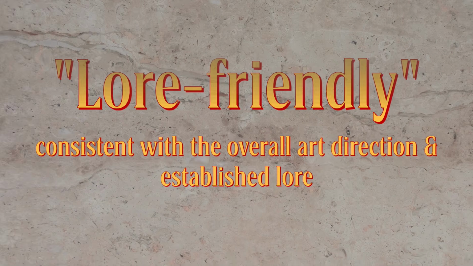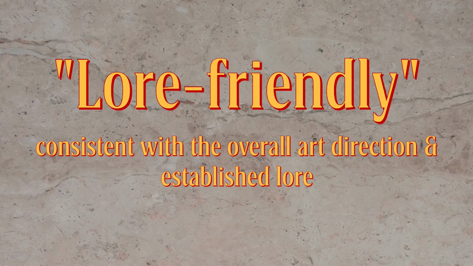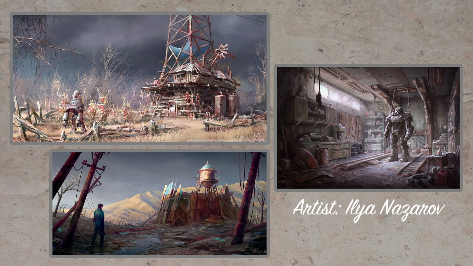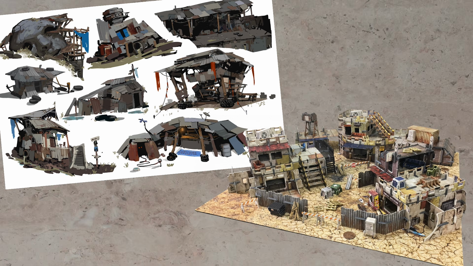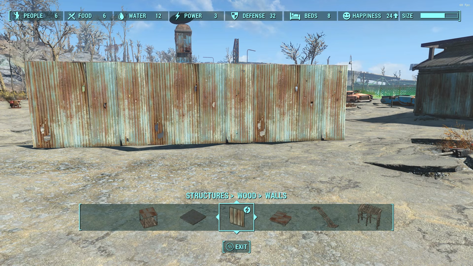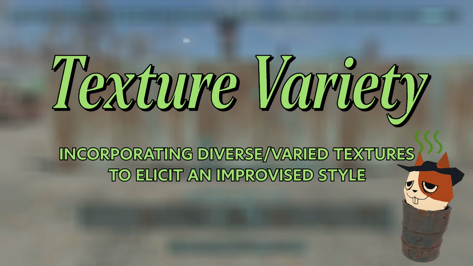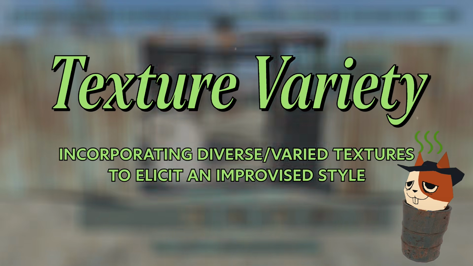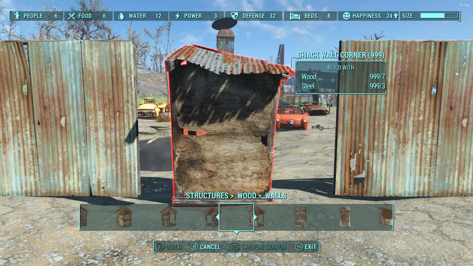The term lore-friendly in the context of settlement building pretty much boils down to making a settlement look like a location that fits the overall art direction, which is typically this DIY junkyard scrappy style that fits Fallout's Wasteland. Many beginners often spam the same repetitive objects, but if we just break up the mundane textures and add some variety, then we end up with some designs that I think fit the environment more and look more natural.